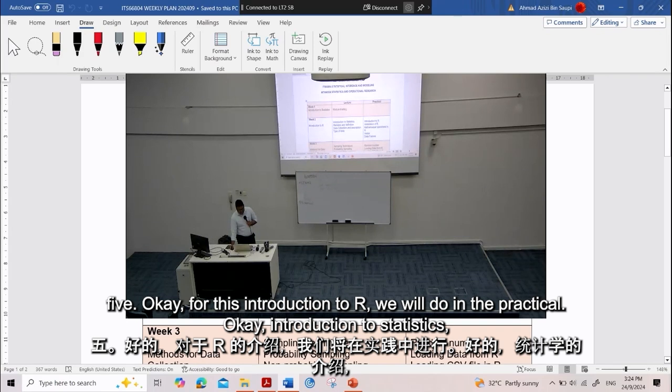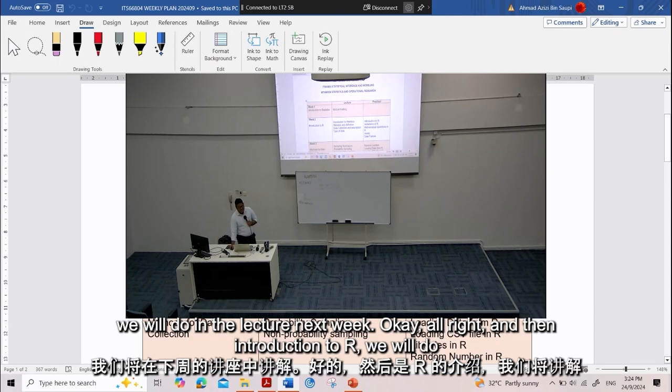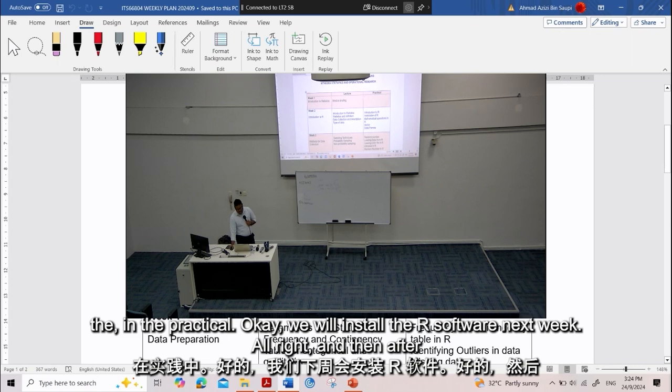Okay, for this introduction to R we will do it in the practical. Okay, introduction to statistics we will do in the lecture next week. Okay, all right, and then introduction to R we will do in the practical. Okay, we will install the R software next week.